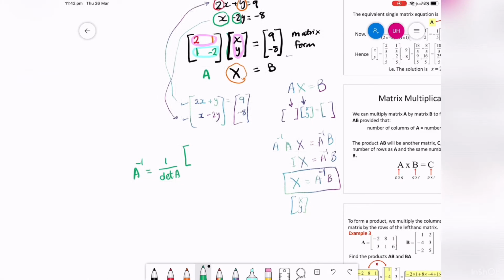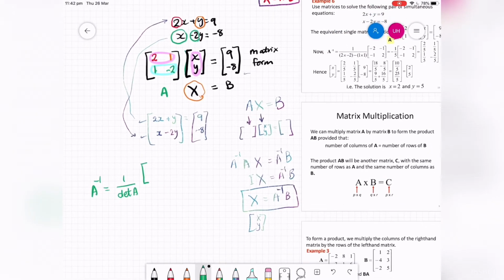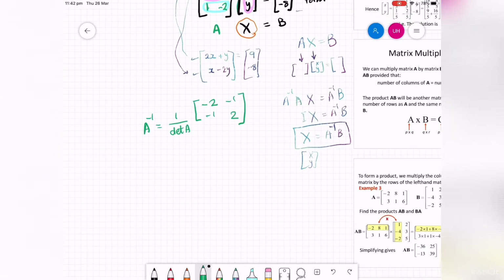This is the adjoint. The matrix in the question is 2, 1, 1, minus 2, so the adjoint is going to be minus 2 and 2 here, and both of the 1s are going to be minus 1. So this is the adjoint.